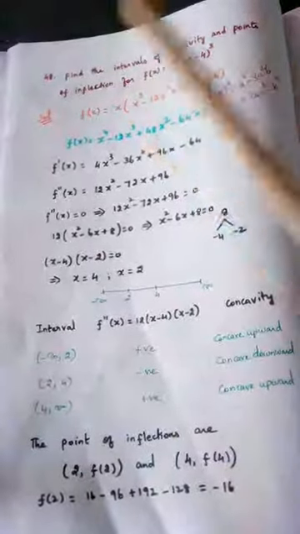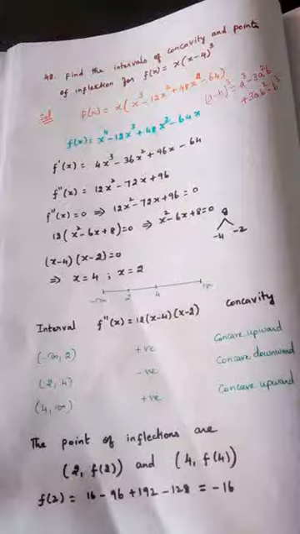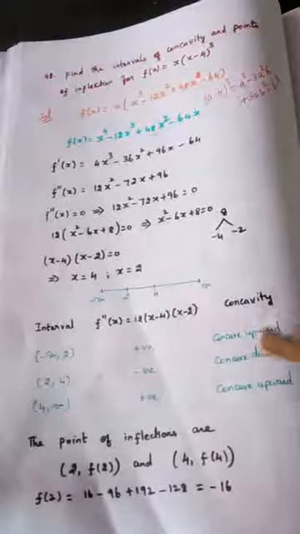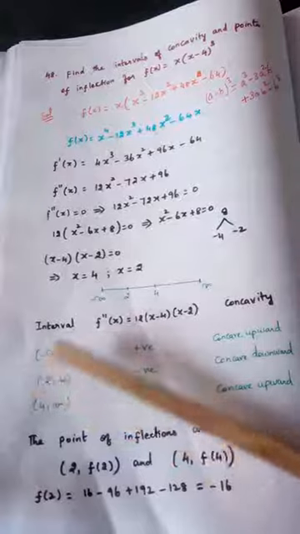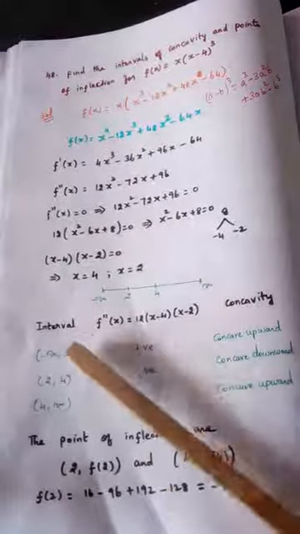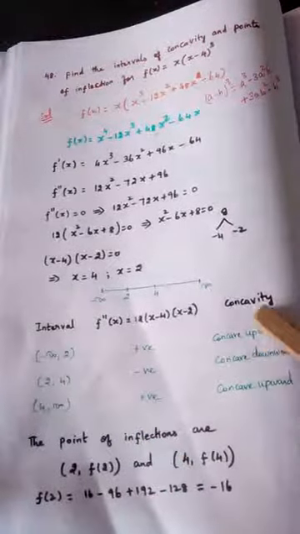Find the points of inflection. What is meant by point of inflection? The point at which the function changes from concave upward to concave downward. So if you see this, concave upward to concave downward, it changes. At which point it changes? The common point is 2. So the points of inflection are, see the common, at the point 2, the concavity changes.